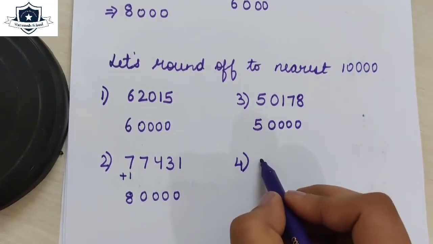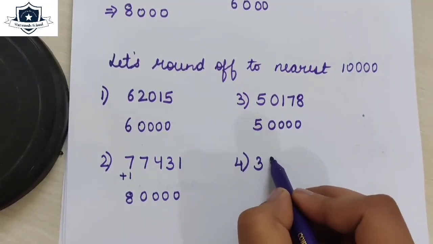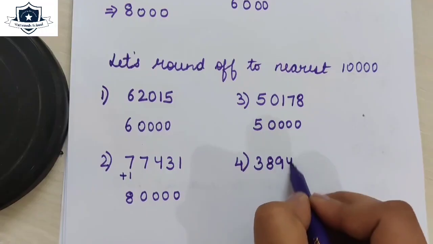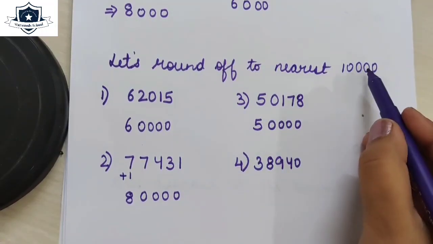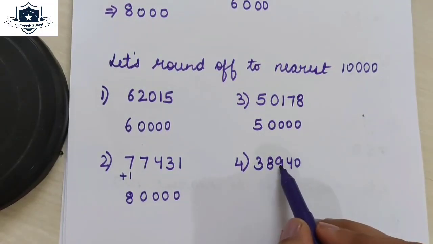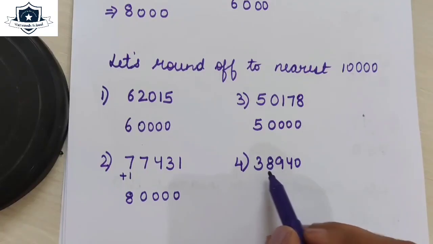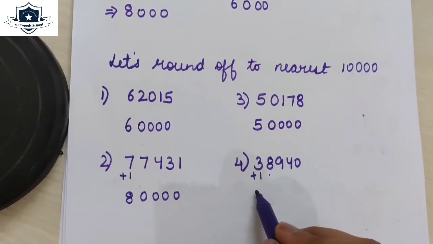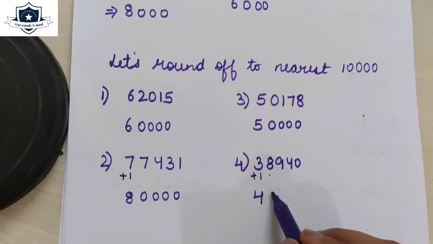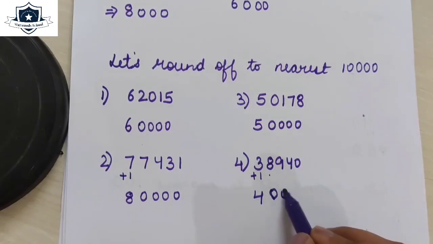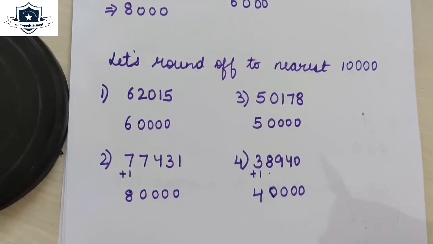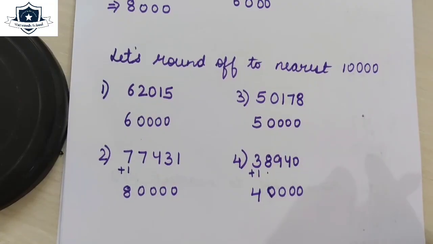Now let's take up another example, 38940. 4 zeros. The fourth number is in the greater bracket, so 1 will be added to the previous number. This will be 4, and this will drop down as 0. So I hope this is clear in the Cambridge program.